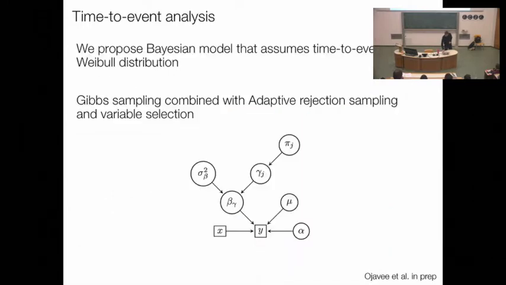So we have a model, and I'm not going through the mathematical detail because I've run out of time, but we have a Bayesian model that assumes the time to event data has a Weibull distribution, and we use Gibbs sampling combined with adaptive rejection sampling and variable selection in a model of this format to give us estimates of the genetic basis of time to event phenotypes.